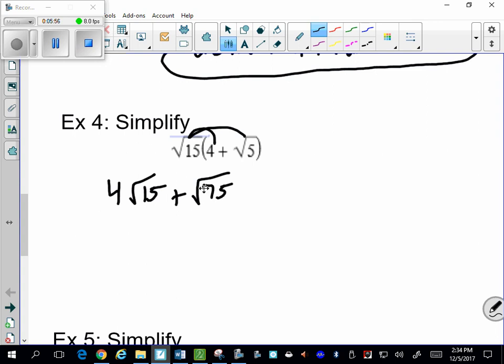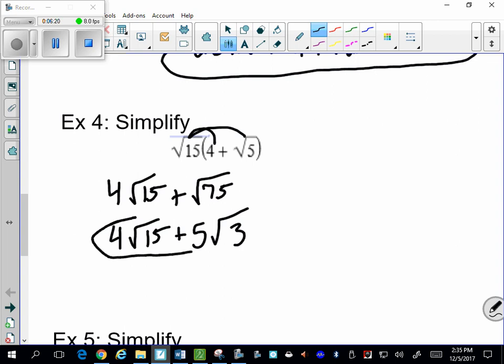And now you look to see if you can simplify. So you have the square root of 15, does not break down. So 4 square root of 15. Square root of 75, biggest perfect square that divides out of 75 is 25. Square root of 25 is 5. And 25 times 3 was 75, so that's there. Not like terms, so this is the final answer. Moving on.